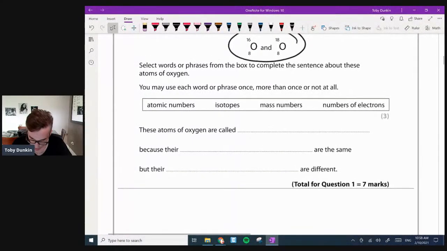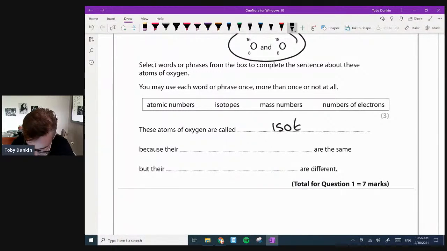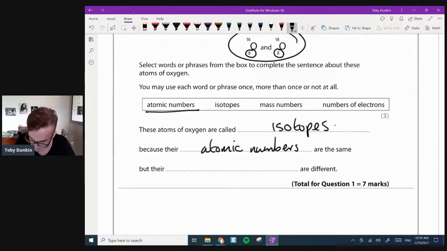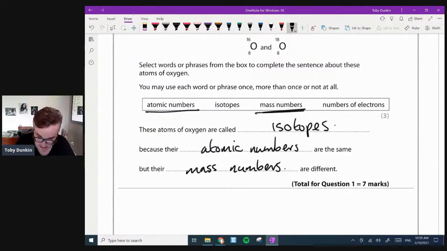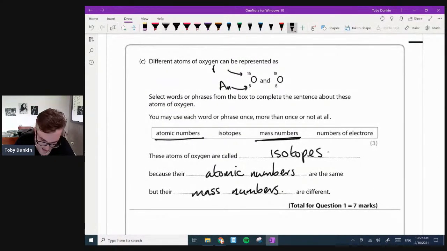These atoms of oxygen are called isotopes because something is the same: their atomic numbers are the same. So that's the atomic number. The atomic numbers are the same, but their mass numbers, which is the top number, are different. That's quite nice. We've got the atomic number here, and then our mass number there. Actually, no, sorry, it's mass number, not RAM. Atomic number, mass number. Anyway, moving on.